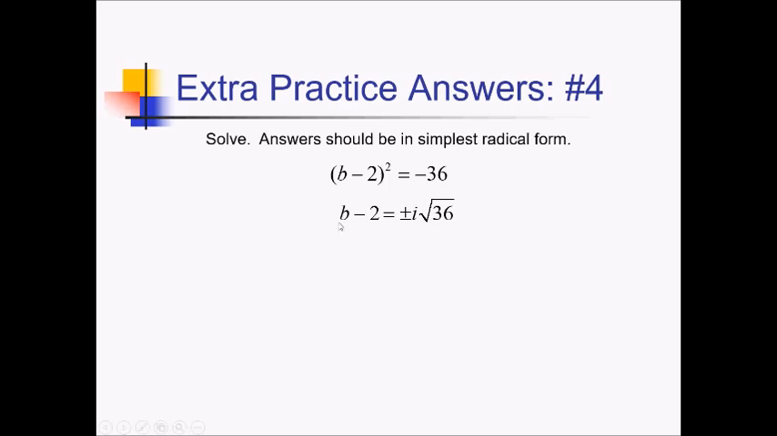And now to isolate b, let me add 2 over to the other side. And while I'm at it, I can simplify a little bit more. Square root of 36 is 6. So I can write plus or minus 6i.